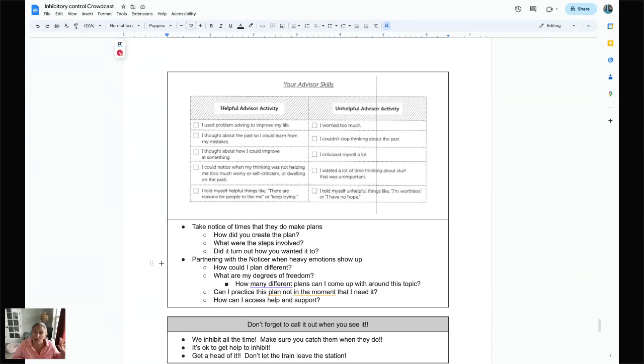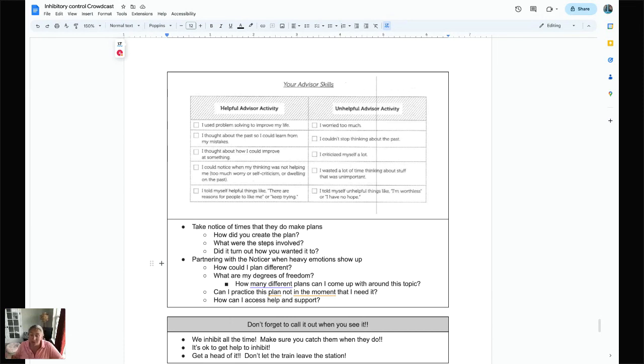I use problem solving to improve my life, right? We see our guys plan out these amazing things, and then all of a sudden you're like, wait a second, why can't you plan that? Why was that so impulsive? We've got some really helpful advisor kind of things here, but we need to apply them in different places.